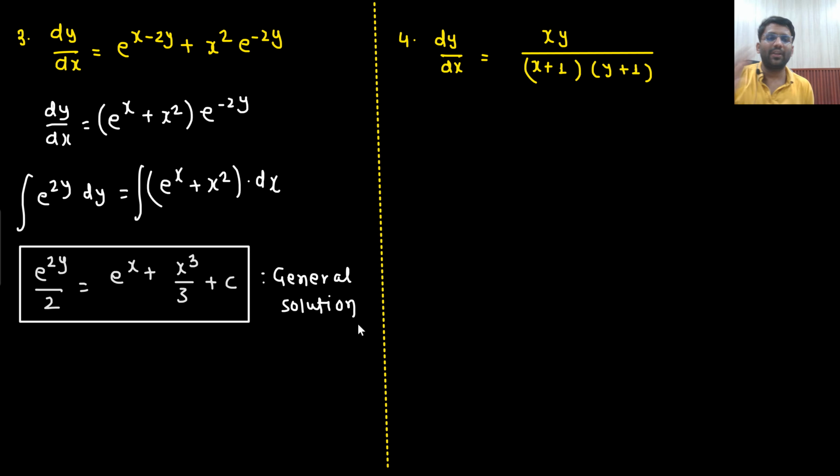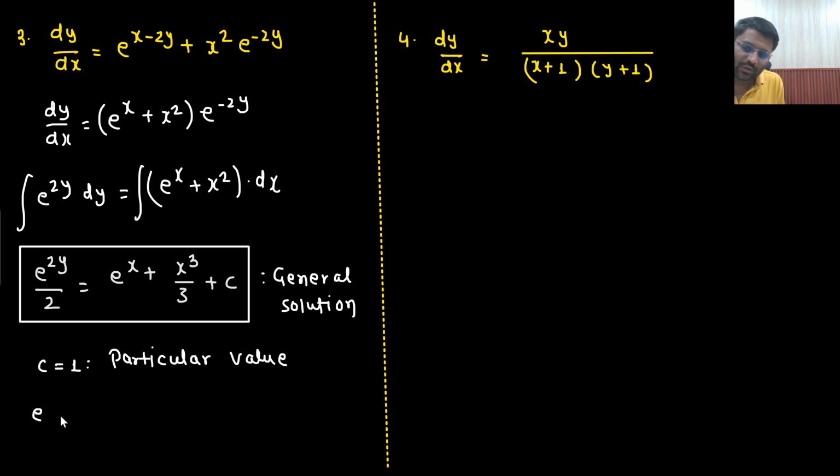Now if c is taking a particular value, let us say I am putting c equals 1, some particular value I am defining. Because c is a constant, it can take any constant value, but I am defining some particular value. So what will be my equation? This will be the equation I will be getting.